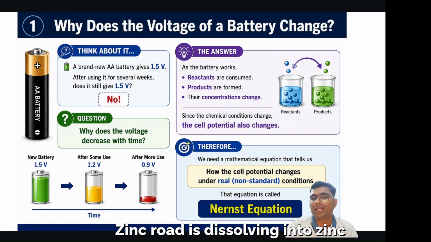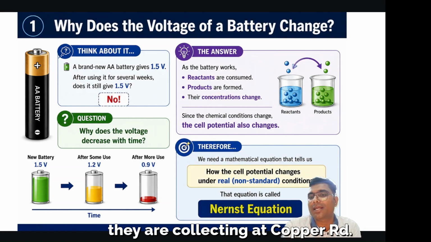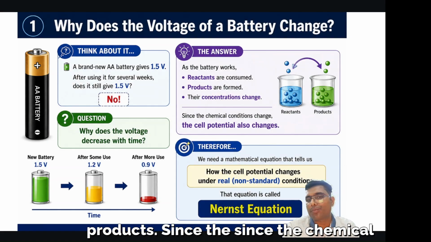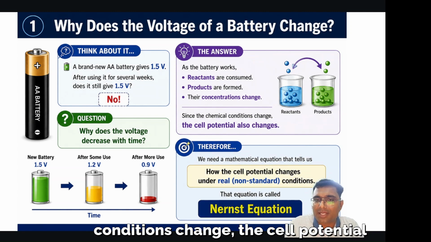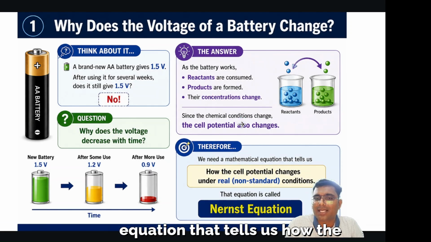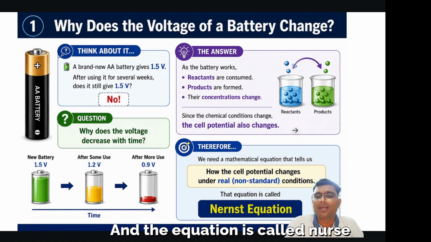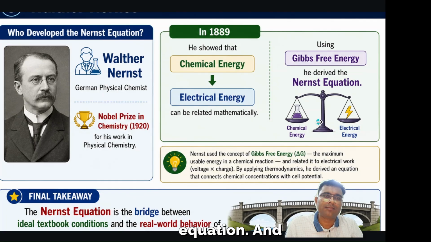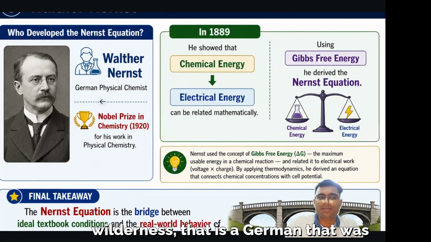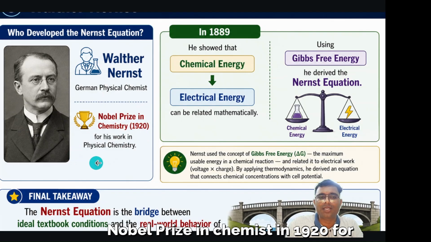The zinc rod is dissolving into zinc sulfate. Copper from the copper solution is collecting at the copper rod. So reactants are changing into products. Since the chemical condition changes, the cell potential also changes. We need a mathematical equation that tells us how the cell potential changes under real conditions, and the equation is called the Nernst equation. The Nernst equation was developed by Walter Nernst, a German physical chemist, and he won the Nobel Prize in chemistry in 1920 for his work in physical chemistry.